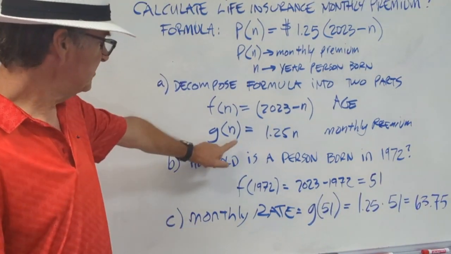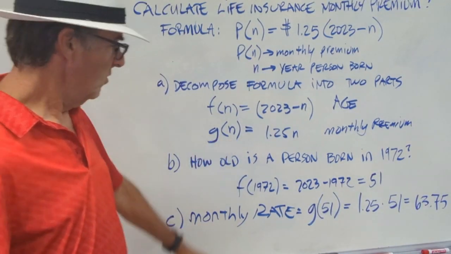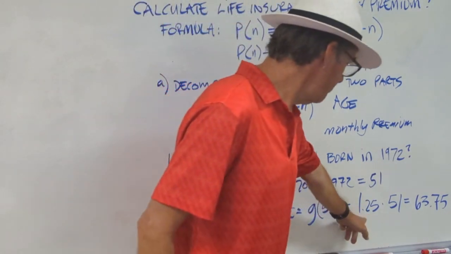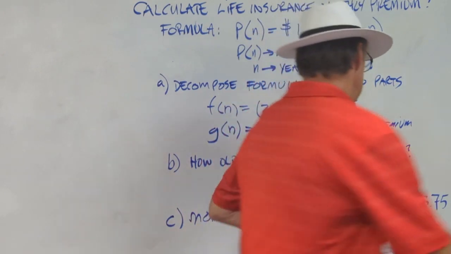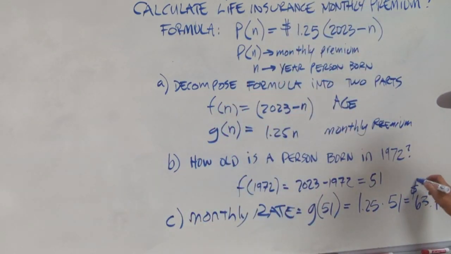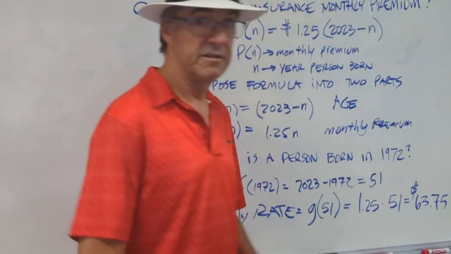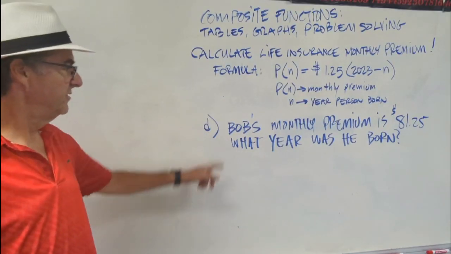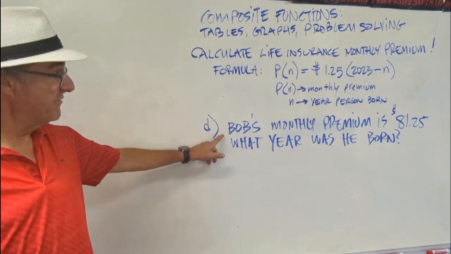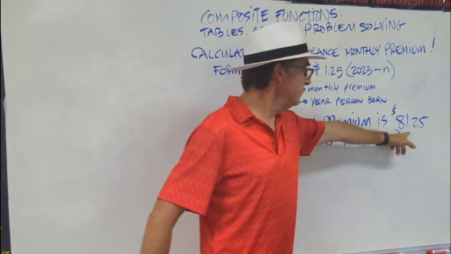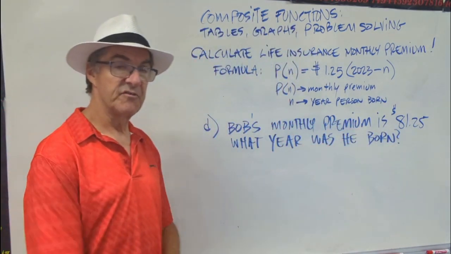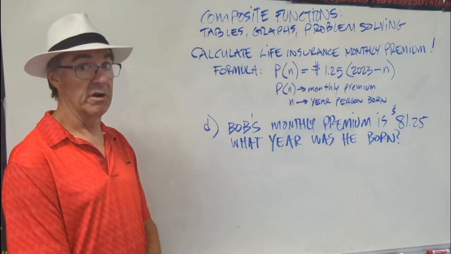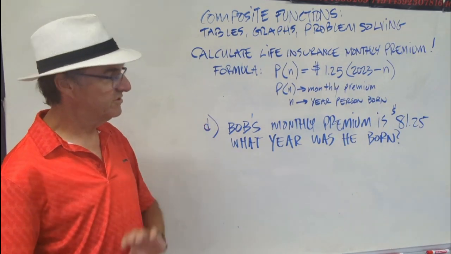Okay, their monthly rate is just given by g of n, where in this case it's the age. So we just do g of 51. That's 1.25 times 51. Don't forget your units. And there you have it. One last question. So, Bob's monthly premium is $81.25. That's what he pays every month for his life insurance policy. What year was he born? So go ahead and see if you can solve that one.